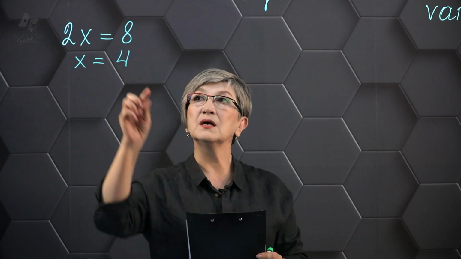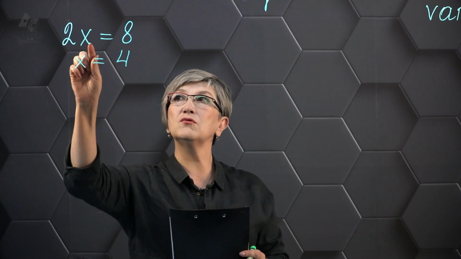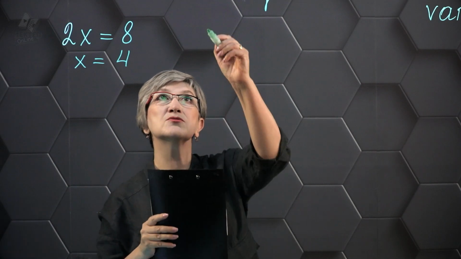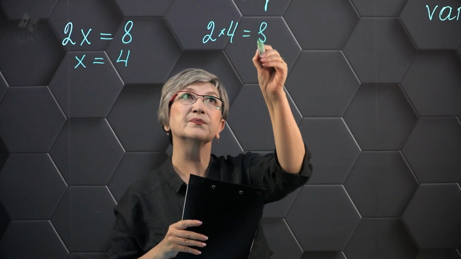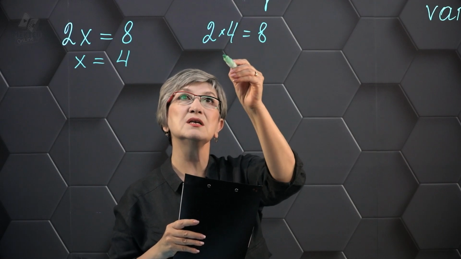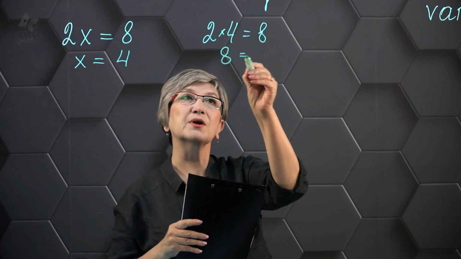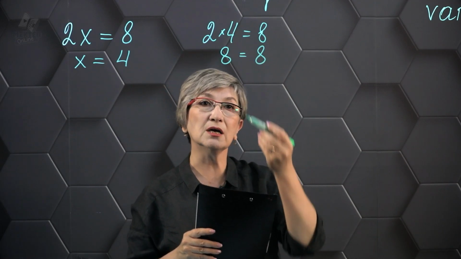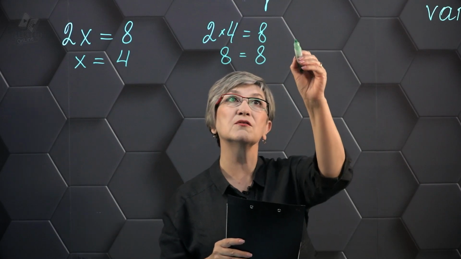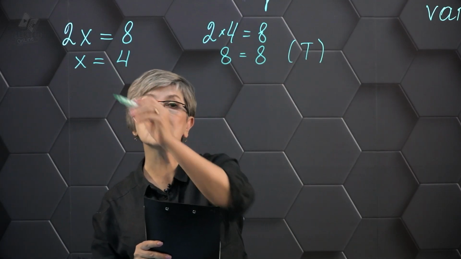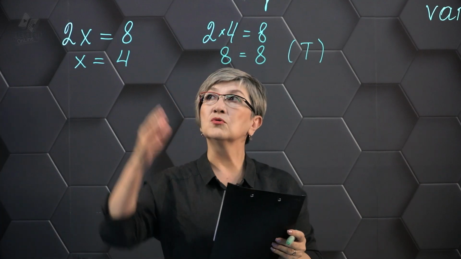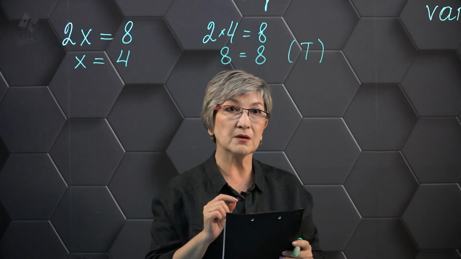Thus, if I substitute 4 for x, I will end up with 2 times 4 equals 8. On the left side, the product equals 8. On the right side, there is an 8. As a result, we obtain a correct numerical equality. And then we can say that x is a root. But this is an equation with one variable.